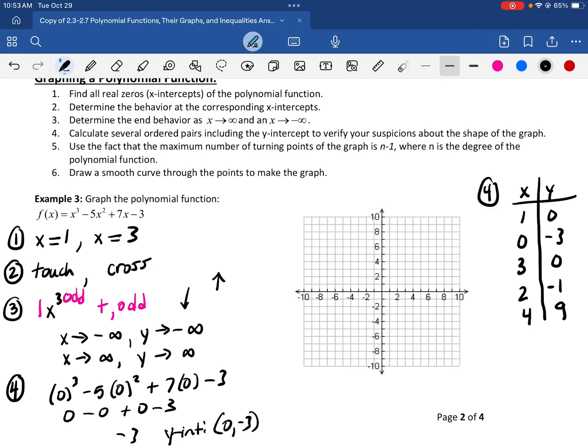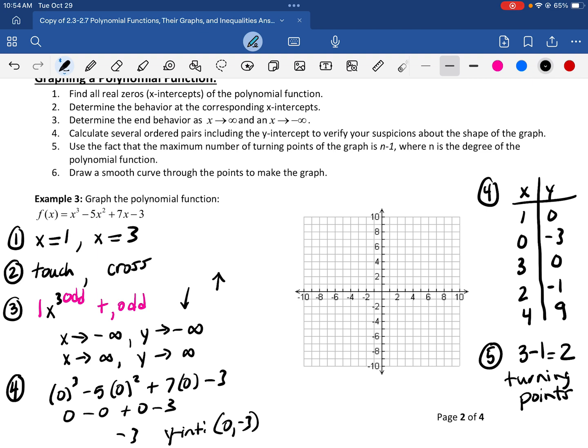Part 5 was to determine the number of turning points. So this is how many maxes and mins you're going to have. It says that the number of turning points for the graph is n minus 1, where n is the degree. The highest degree of this function is 3, so 3 minus 1 is 2. That tells me this graph is going to have 2 turning points.